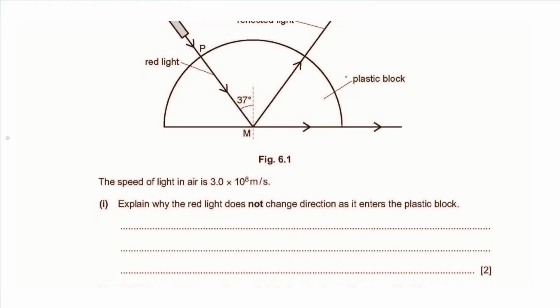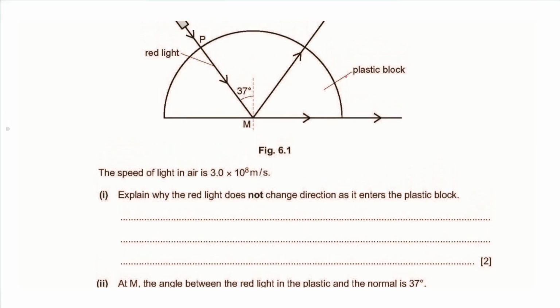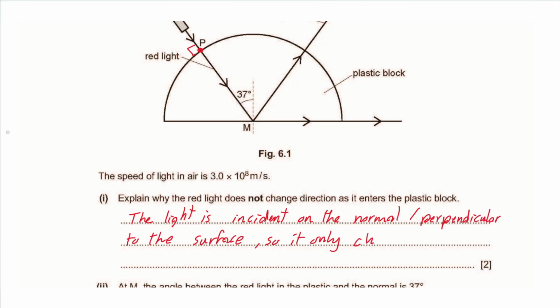The speed of light in air is 3 times 10 to the power of 8 meters per second. Explain why the red light does not change direction as it enters the plastic block at P. That would be because the angle of incidence is 0 or the light is incident at 90 degrees to the surface. So we say the light is incident on the normal or with angle of incidence 0 or perpendicular to the surface. So it only changes speed and wavelength and does not change direction.